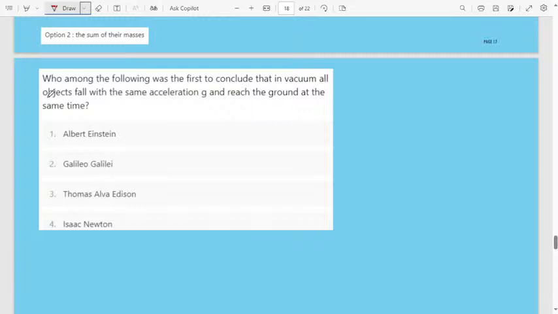Who among the following was the first to conclude that in vacuum all the objects fall with the same acceleration g, and reach the ground at the same time? What will happen in the vacuum when you keep all the objects inside the vacuum? All the objects will fall inside the vacuum with the same acceleration. What is the reason?